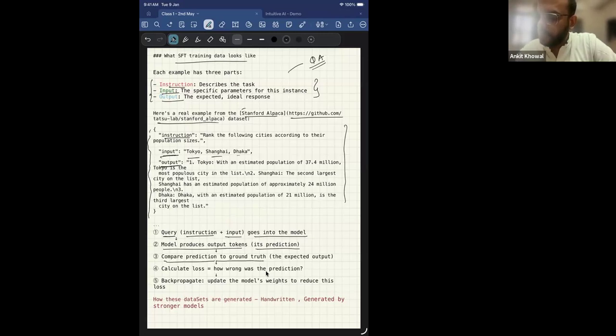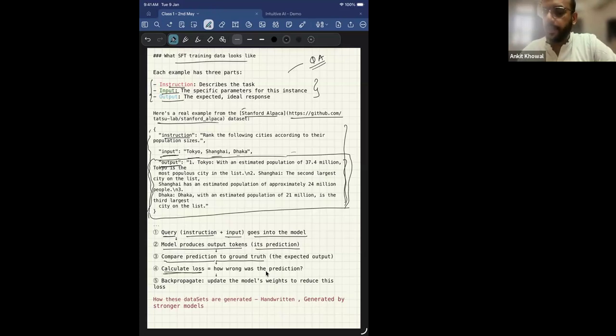What is the ground truth? This is the output, which we already have with ours, but we will not give this part to the model. We will just give instruction and input and tell it to give its answer. Okay, it will give the answer. Now I will compare the output which I already have with the output that the model gave. It can be right, it can be wrong. I will compare that and compute what the loss is.